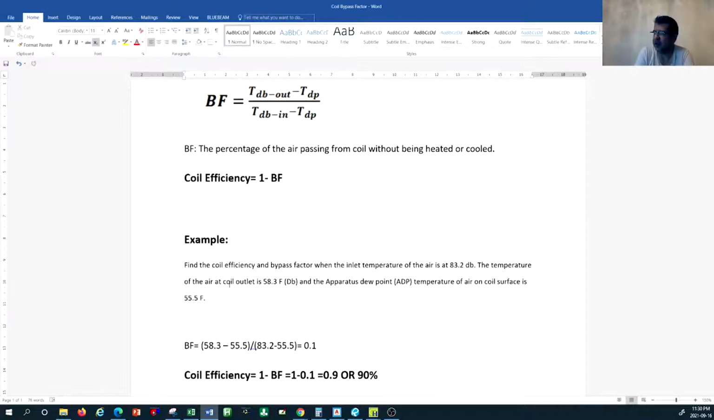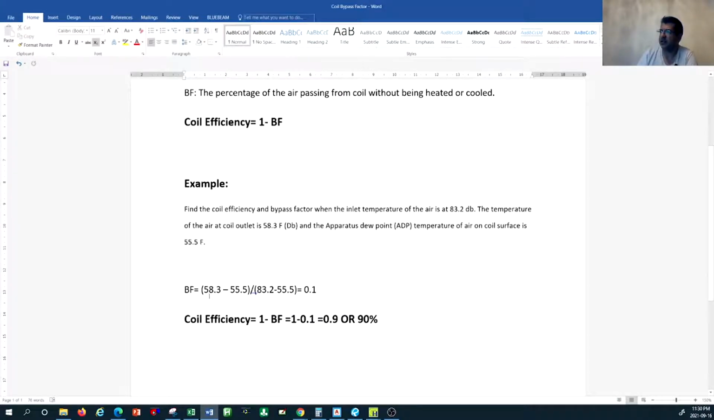And the apparatus dew point temperature in our case on the coil surface is 55.5. Remember that this is the kind of information you get from the coil manufacturer's catalog, based on the geometry of the coil, the number of fins and number of pipes in the coil. You can read from the manufacturer's data what the apparatus dew point on that coil would be. Based on that, as you can see, we can calculate the bypass factor to be equal to 0.1, which results in a coil efficiency of 90%.